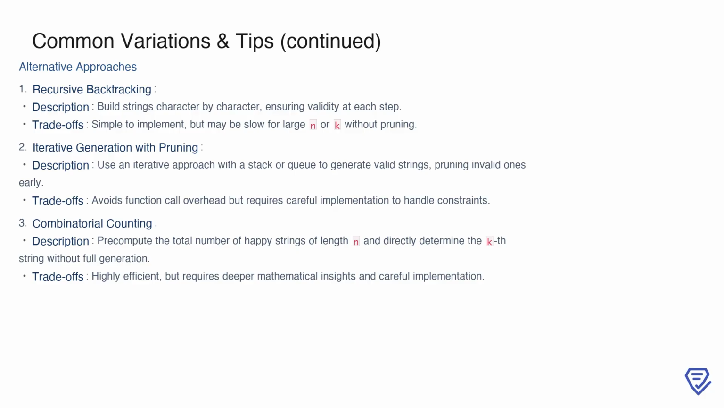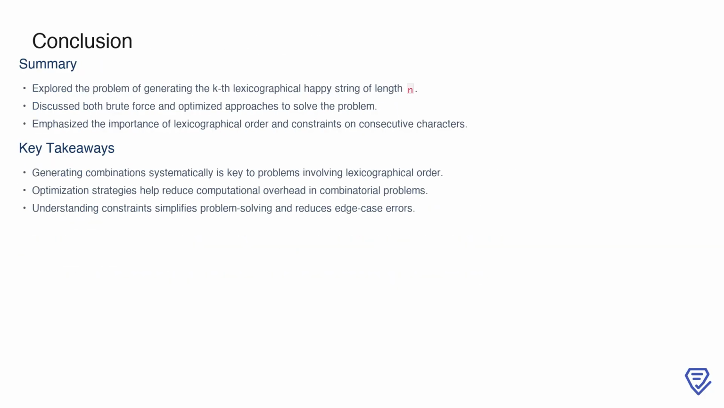Finally, there's the combinatorial counting method. Here, you pre-compute the total number of happy strings of length n and use this information to directly determine the kth string without generating all possible strings. This approach is highly efficient but requires a solid understanding of mathematical insights and a meticulous implementation to avoid errors. Each of these methods has its trade-offs, so choosing the right one depends on the problem constraints and your familiarity with the techniques.